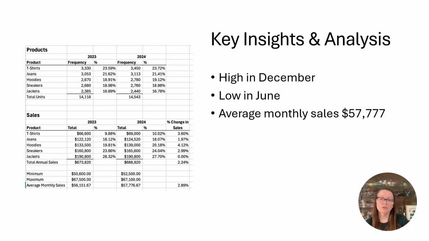T-shirts are the most frequently sold item, although they are the lowest priced at $20, and so t-shirt sales account for about 10% of total revenue. Jackets, on the other hand, make up 16.78% of sales by unit and 27.7% of total revenue. Examining the percent change from year to year shows that hoodies are the product category with the most growth, while jacket sales have declined slightly.